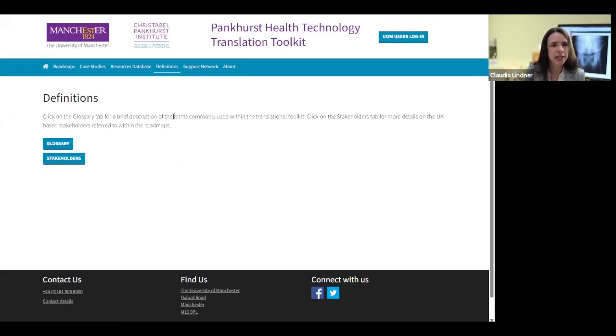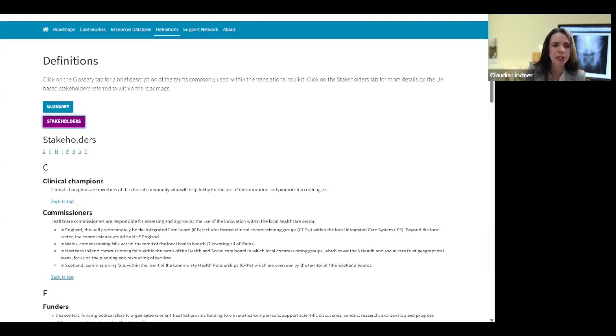The definitions section provides you just a short summary of some useful glossary terms that are used within the roadmaps, and it also gives you an explanation of the different types of stakeholders that we have included in the stakeholder mapping.